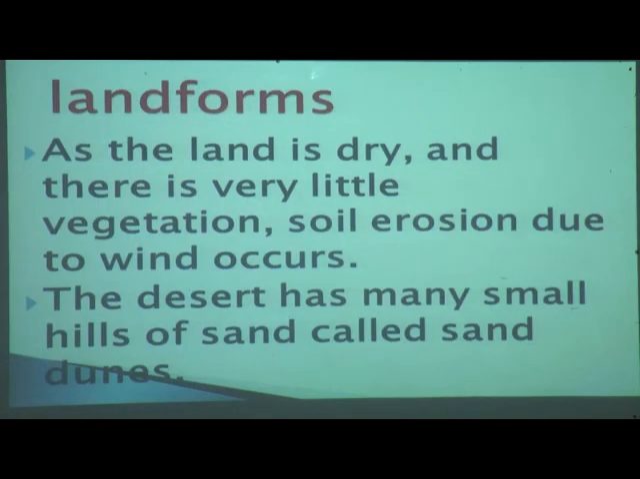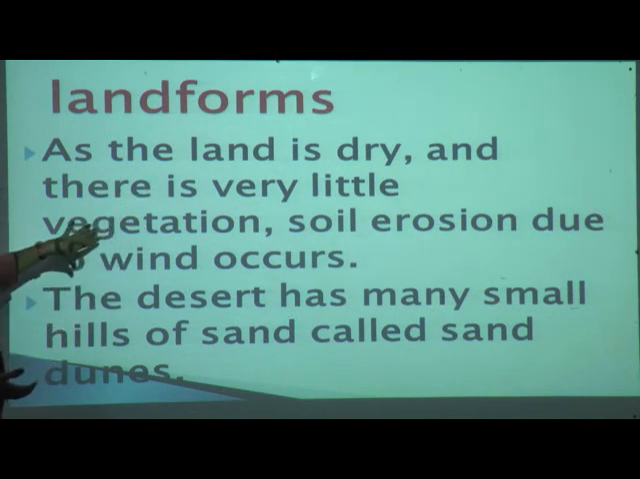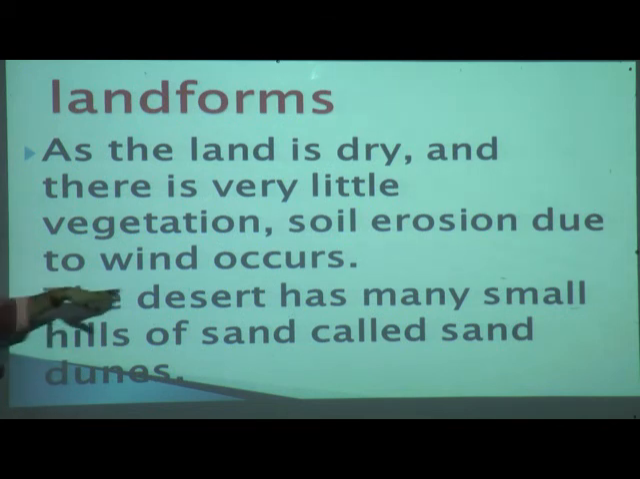Now when we are talking about the landform, as the land is dry and there is very little rainfall, there is very little vegetation, so soil erosion due to wind occurs, of course. The desert has many small hills. We have already discussed sand dunes and sandstorms, correct? The desert has small hills, not mountain hills. These sand hills are called sand dunes.